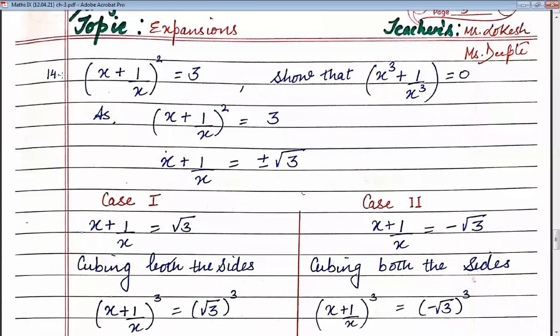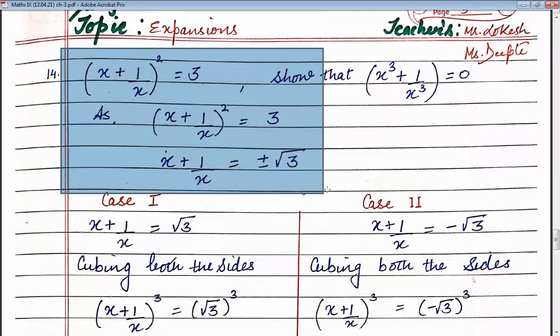Now, children, in this question, you are given x plus 1 upon x square is equal to 3. Show that x cube plus 1 upon x cube is equal to 0. You have to show. So now, children, from here, first of all, find the value of x plus 1 upon x.